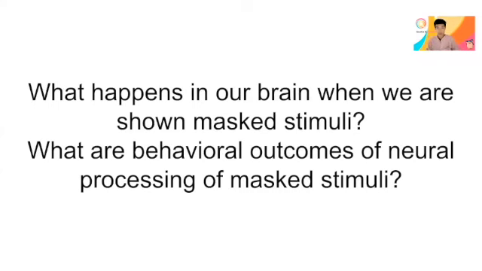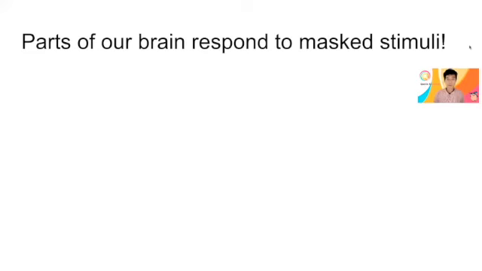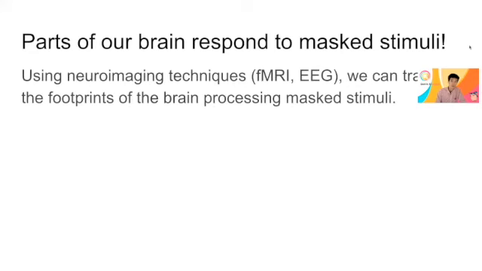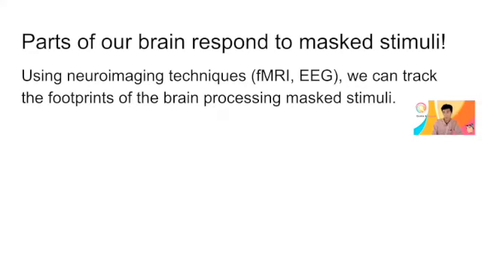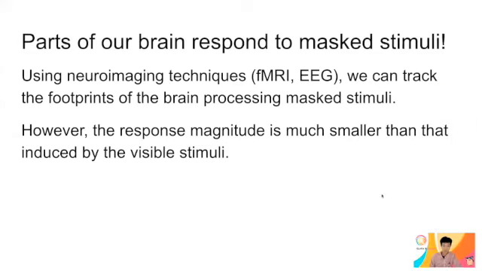What happens in our brain when we are shown masked stimuli? What are the behavioral outcomes of neural processing of masked stimuli? So some parts of our brain do respond to the masked stimuli. Using neuroimaging techniques such as fMRI and EEG, we can actually track the footprints of the brain processing masked stimuli, and that's what I'm going to show today. However, the response magnitude is much smaller than that induced by the visible stimuli.